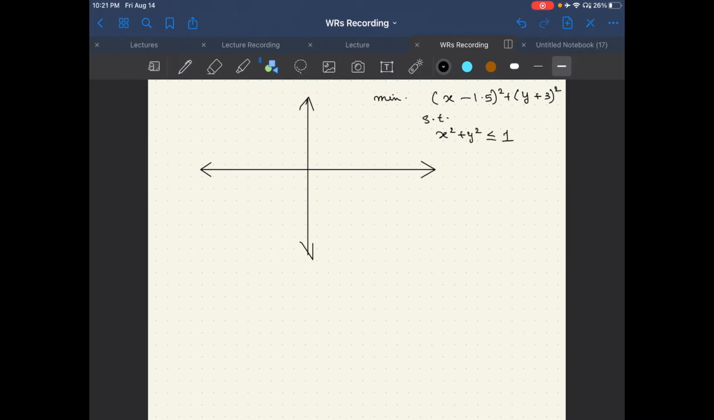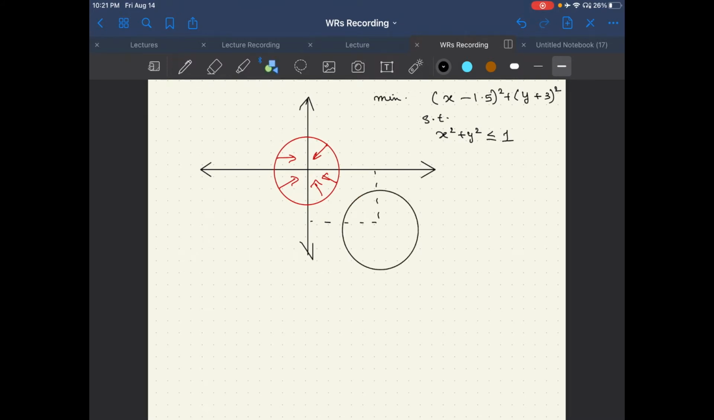And now when we plot the constraint, which we are showing in red, we know that the feasible region here would be inside or at the boundary of this circle, because the constraint is less than or equal to. And if we plot the function that we want to minimize, we will go to the center, which is at 1.5 and minus 3, and we will again plot a circle here.